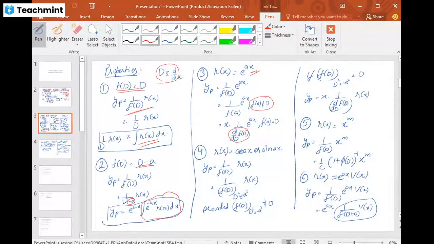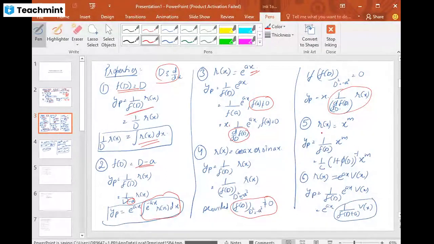Next case is if your non-homogeneous function is a sine or cosine function. Then to calculate the particular integral, we simply replace D square with minus a square. So either we have a sin ax function or a cos ax function. But again, the condition is that your denominator should not be equal to 0. And if your denominator is 0, like the exponential function, we have the same property: multiply by x, differentiate your denominator function with respect to D, and again apply this operator on R(x).